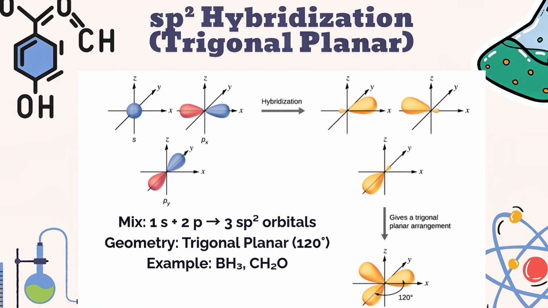Mix one s and two p to form three sp2 orbitals. Geometry: trigonal planar, 120 degrees. Examples include borane and formaldehyde. sp2 hybridization makes three orbitals arranged 120 degrees apart in one plane. It explains flat, trigonal shapes like borane and formaldehyde. Atoms in double bonds, like in ethene, also use sp2 orbitals.